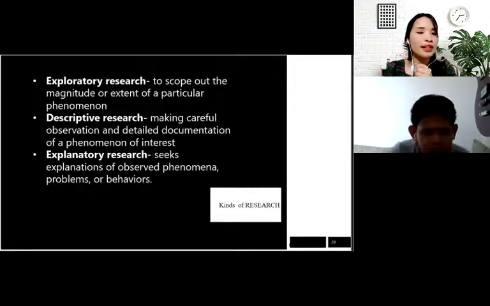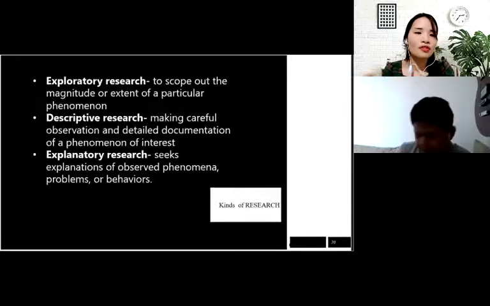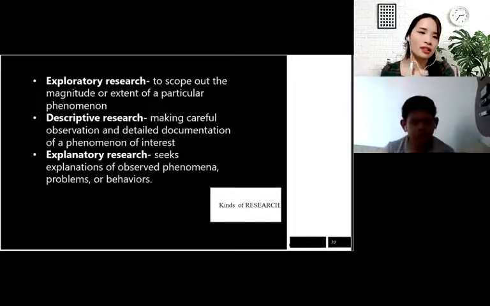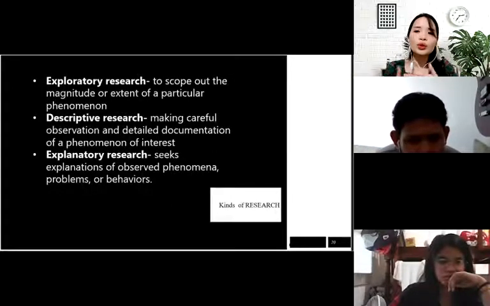Let's start with the word exploratory. It says here to scope out the magnitude or extent of a particular phenomenon. Coming from the word explore, right? Exploratory. You are going to measure the extent of a particular phenomenon.